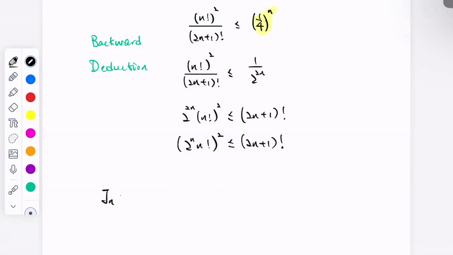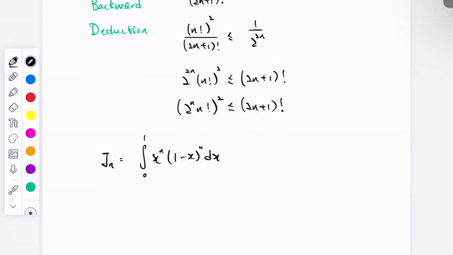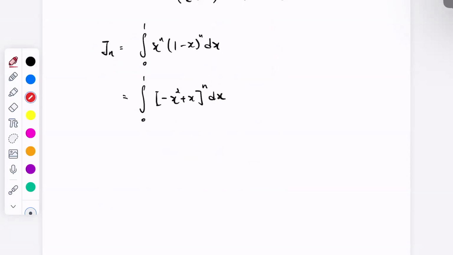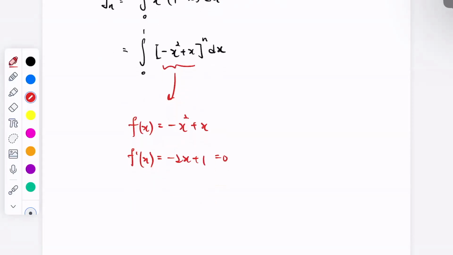So the Jn will be the integration from 0 to 1 of x^n (1 minus x)^n dx. If I do some simplification, this will be the integral from 0 to 1 of (negative x squared plus x)^n dx. Let's say I presume this is f(x), so f(x) will be negative x squared plus x. If I differentiate this, it will be negative 2x plus 1. And if I set f dash x as 0, then when x is 1/2, f(x) attains the stationary point.